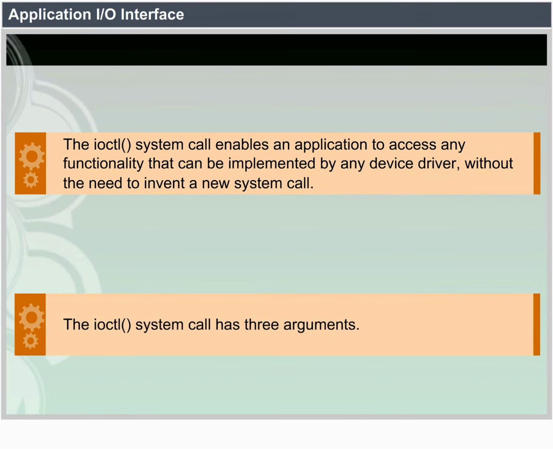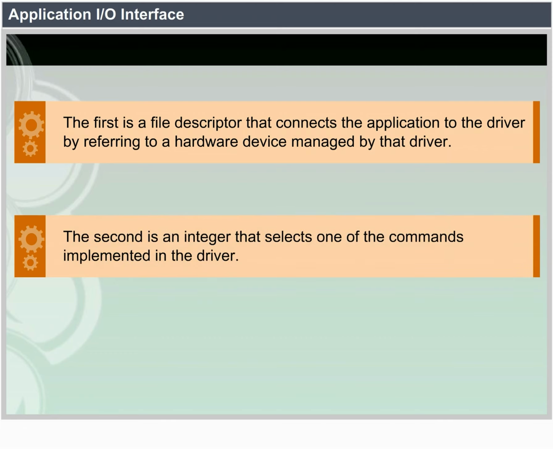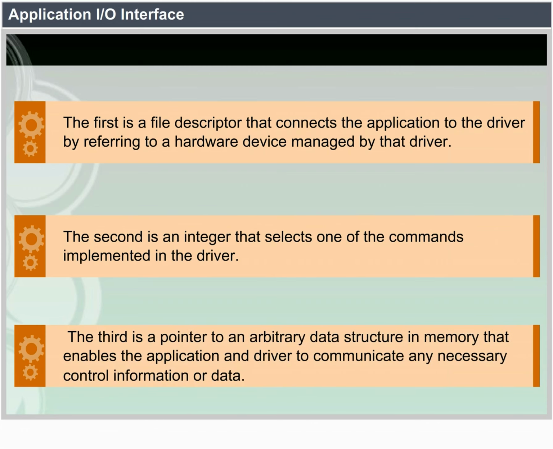The IOCTL system call has 3 arguments. The first is a file descriptor that connects the application to the driver by referring to a hardware device managed by that driver. The second is an integer that selects one of the commands implemented in the driver. The third is a pointer to an arbitrary data structure in memory that enables the application and driver to communicate any necessary control information or data.